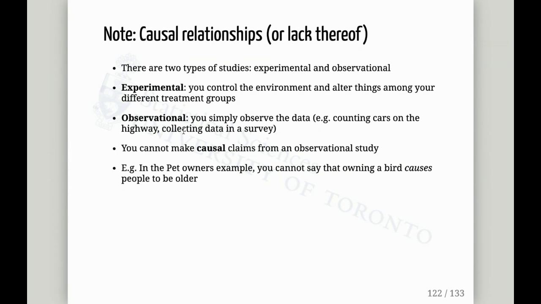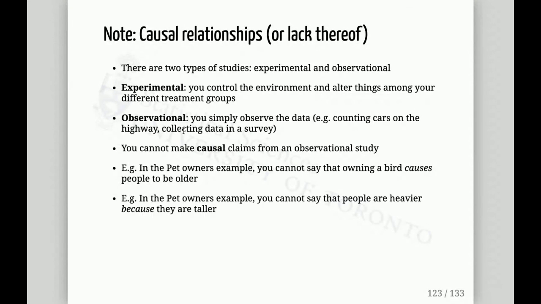So for example, in the pet owner's example, you can't say that owning a bird causes people to be older. You can't say that people are heavier because they are taller, right? So you have to be careful. If there's a question in this course that says there's an experiment being run and people are controlling for different groups, then you can possibly make causal claims. But if I'm just giving you data and I said, oh, it's just some observational data, it's not an experiment, then you can't just make causal claims.